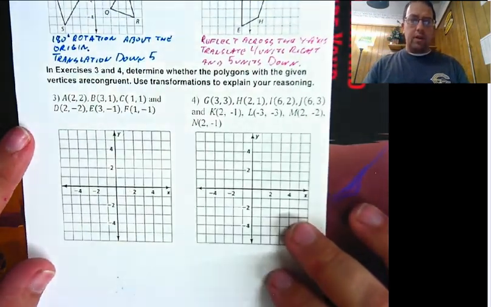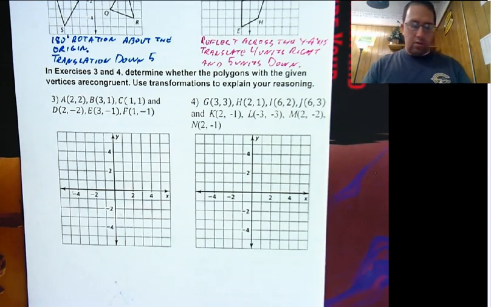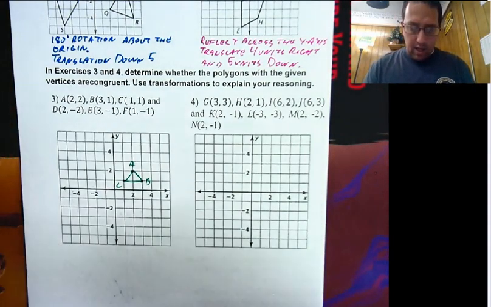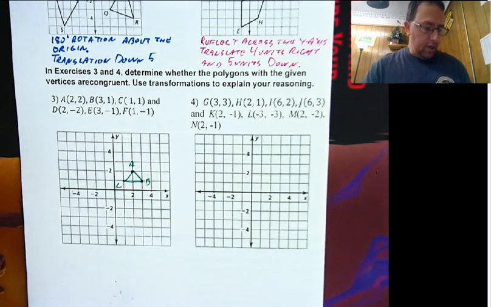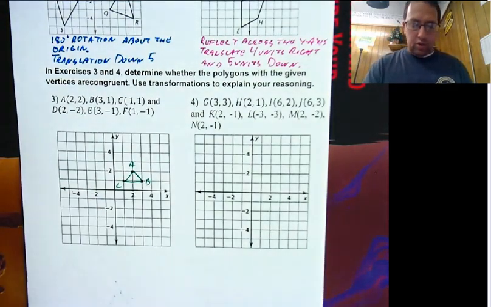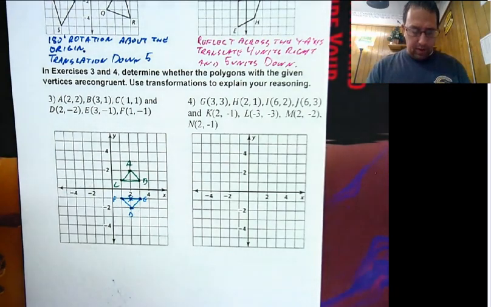All right, so let's take a look at 3 and 4. Determine whether the polygons with given vertices are congruent. Use transformations to explain your reasoning. So let's see here. First, we need to graph these in. Triangle ABC and triangle DEF. So let's plot that one. Notice it's got the word 'and' there in the middle. That's because these are 2 separate shapes. All right, don't put these in there and think they're the same thing. Okay, so I made a little bit of a mistake there, but that's okay. We can deal with it.